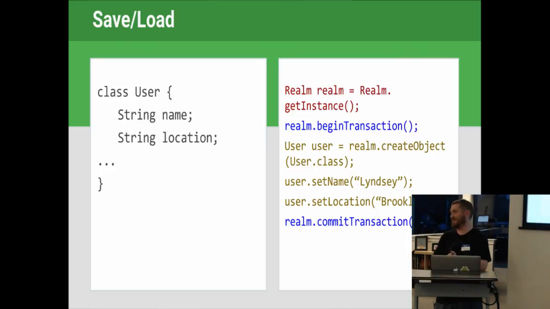Can you have a Realm list filled with Java string objects? No, because string would have to extend the RealmObject. But if you had a class that was just like a string, like this user, you can put the users in the Realm list.